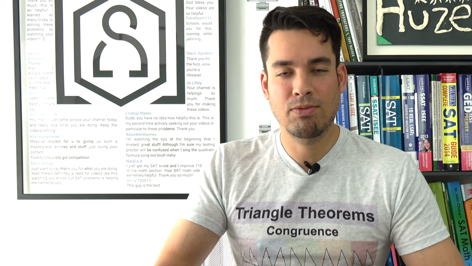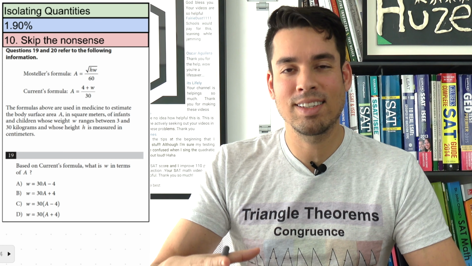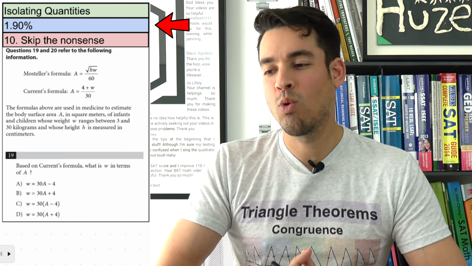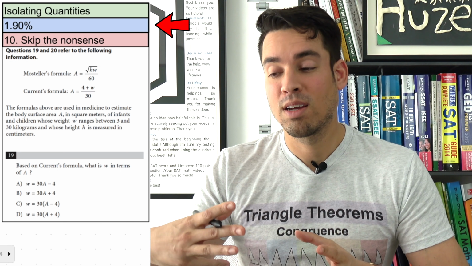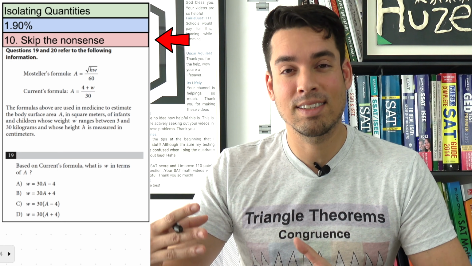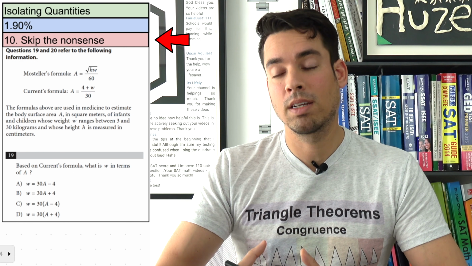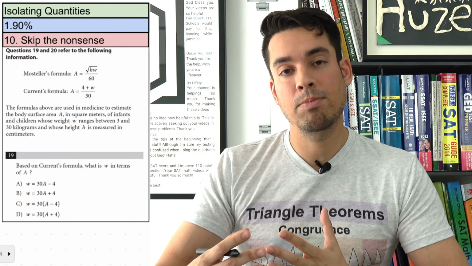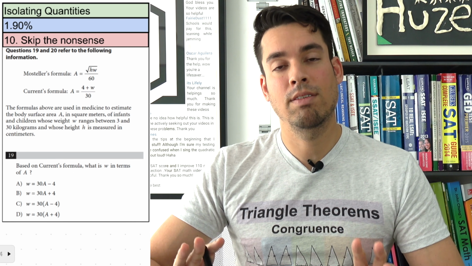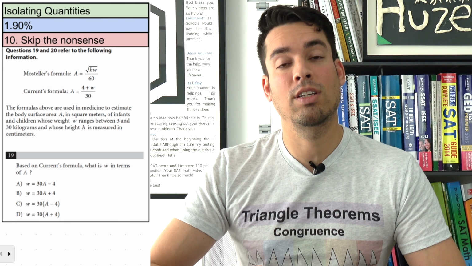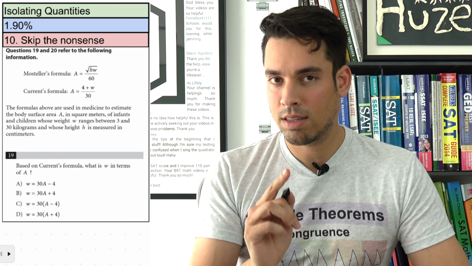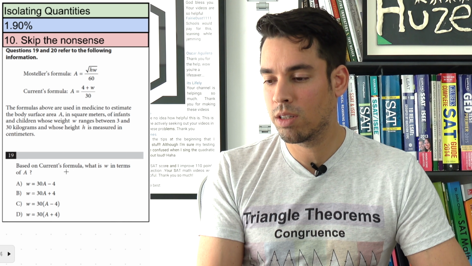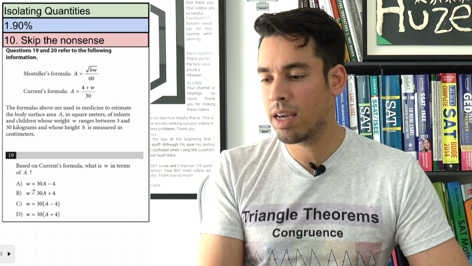Next, we have one of my favorite categories to teach, which is isolating quantities. This makes up 1.9% of the test. I love teaching this because my advice is so simple: skip the nonsense. What do I mean? These types of questions are infamous for having a bunch of information to intentionally confuse you that is not relevant to solving the problem. How do you identify these? Isolating quantities can be identified really easily when you look at the answer choices.